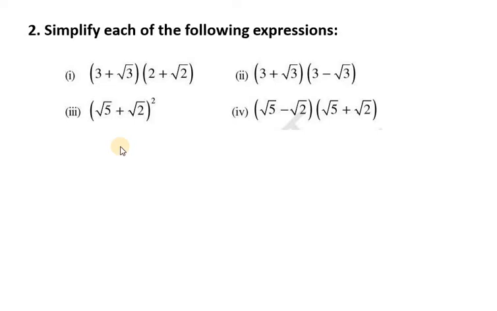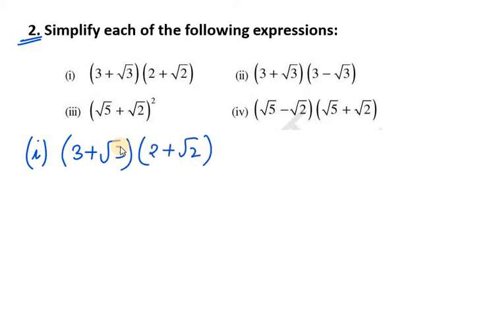Hello everyone, let's start with question number 2. In this it says simplify each of the following expressions. The first is given as (3 plus under root 3) in brackets, then we are given (2 plus under root 2). Now in this many students get confused how to multiply. The first number needs to be multiplied with the first term as well as with the second term.